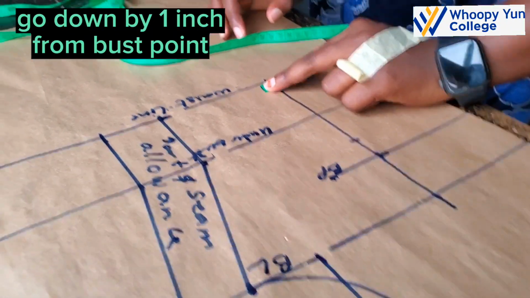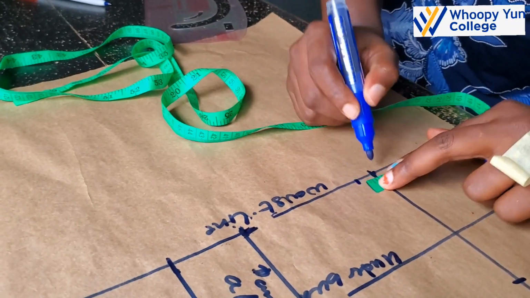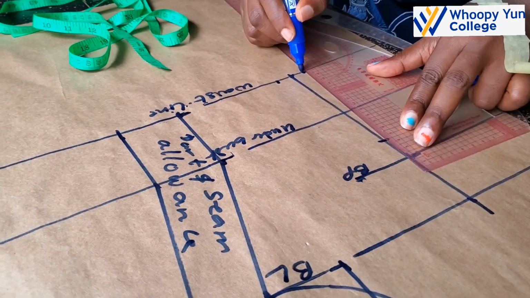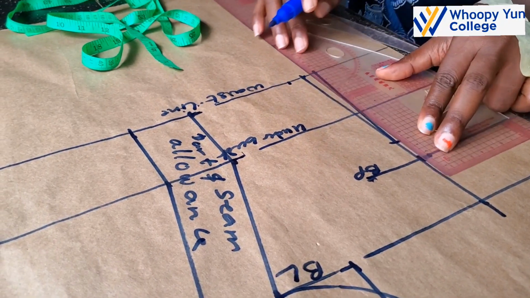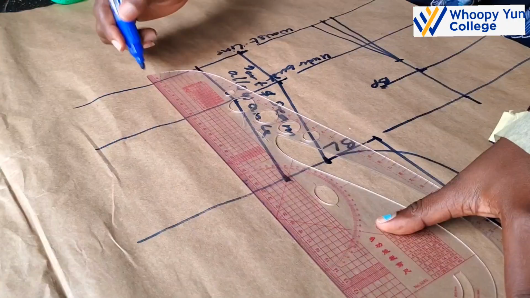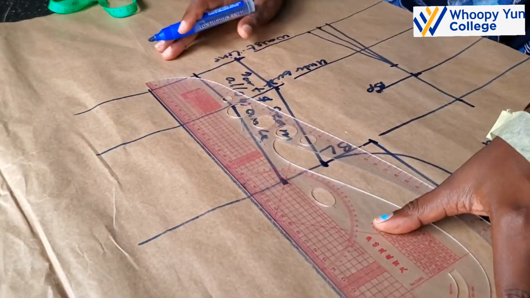So I'm measuring 1 inch down from the bust point. I'm measuring half on the waistline, half on the waistline. So I'm connecting it to the 1 inch below the bust point. That is our dart. So I've done that.